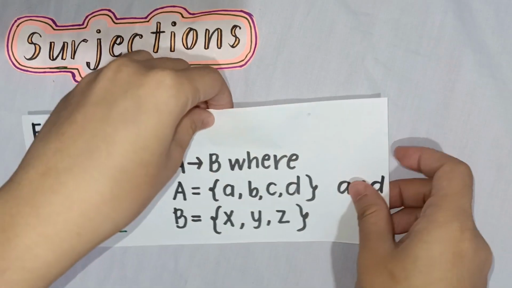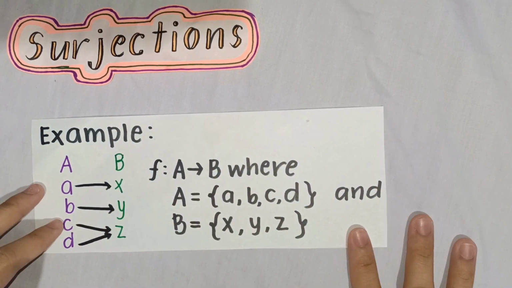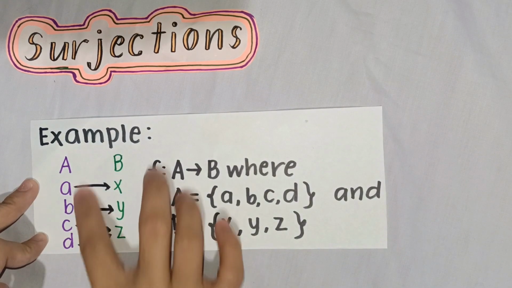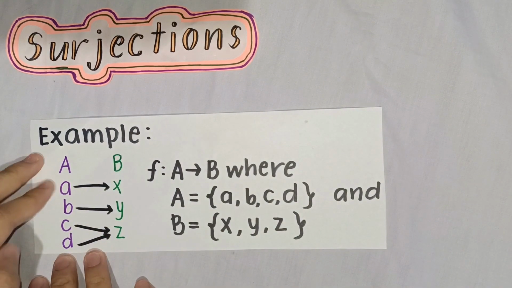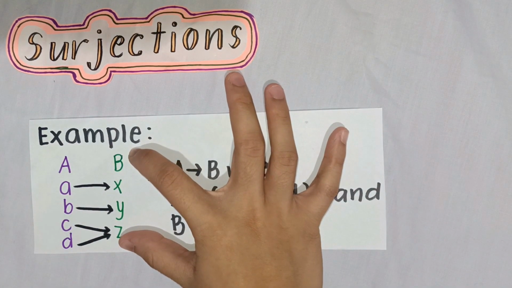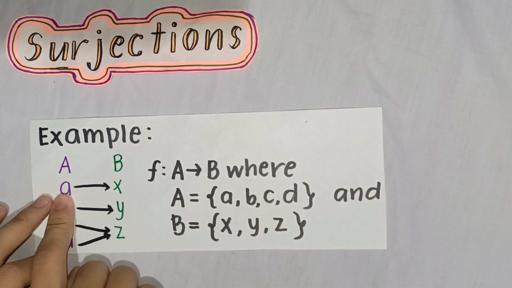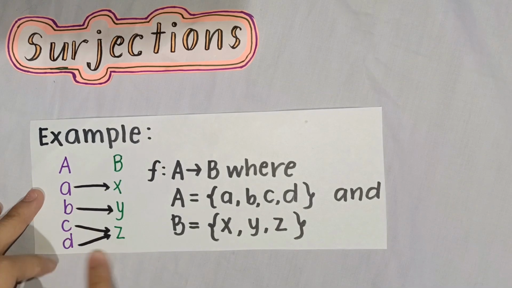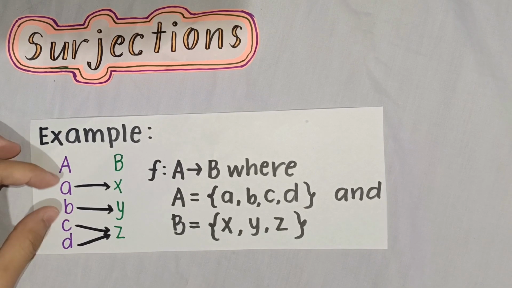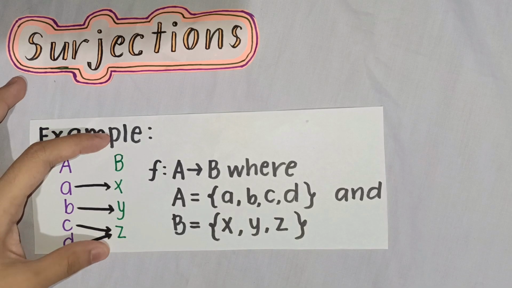For example, in this illustration, we also have this set A and B where set A is the domain and set B is the codomain. And we can see here that A has its range in codomain B. So we can conclude that this example is a surjection, or onto function, because the elements in set A cover the elements of set B.